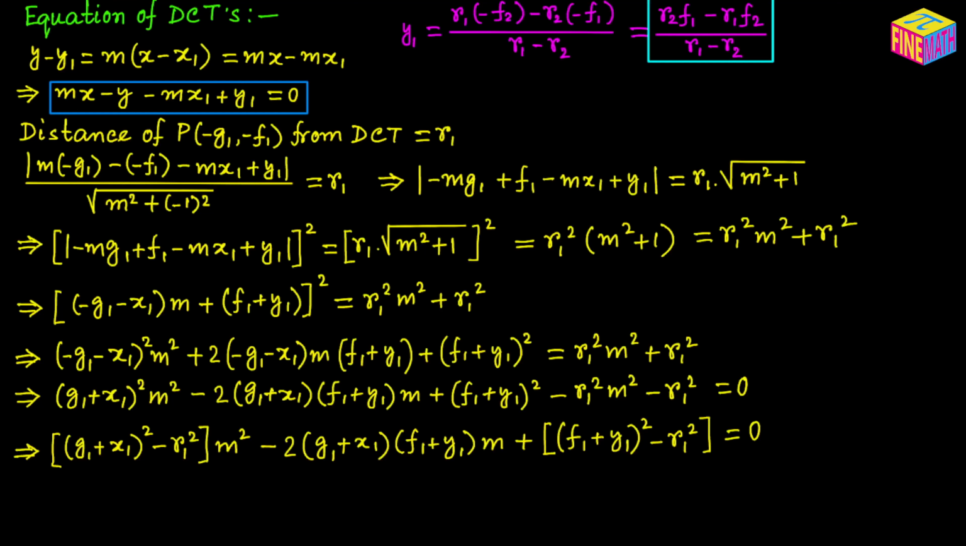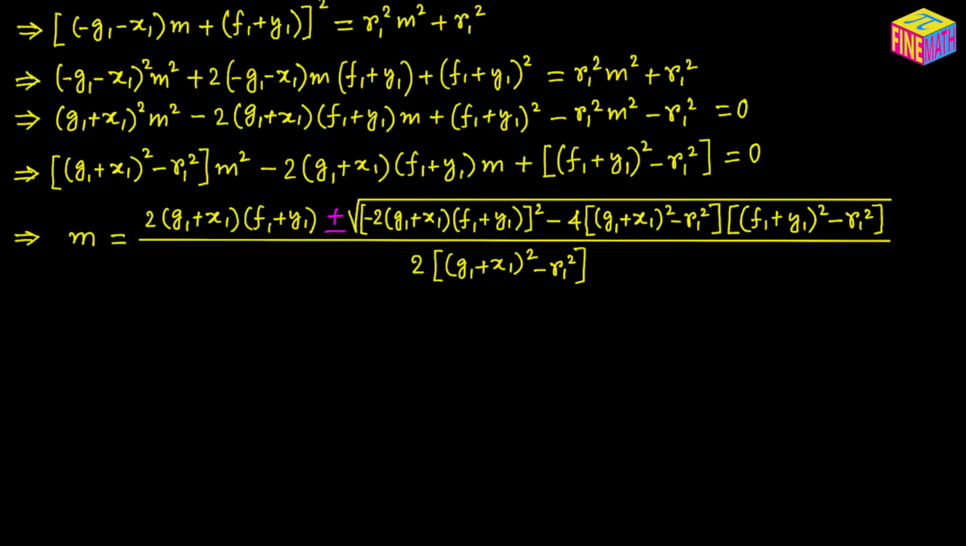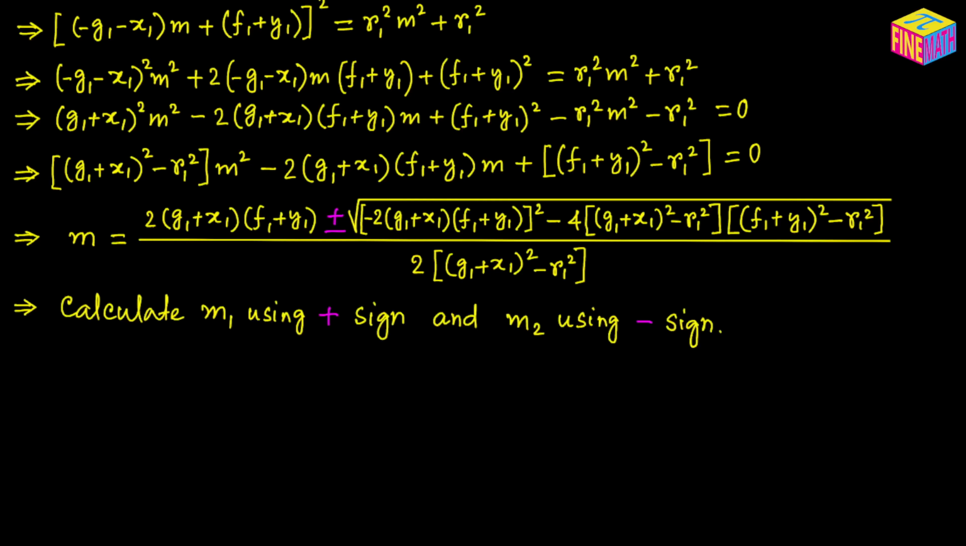So from this quadratic equation, we can calculate the value of m using the quadratic formula. And the two possible values of m can be written like this using the quadratic formula. I am using the plus or minus sign there. Now let's use the plus sign to calculate the first value of m, and let's use the minus sign to calculate the second value of m, and let's name them as m sub 1 and m sub 2.